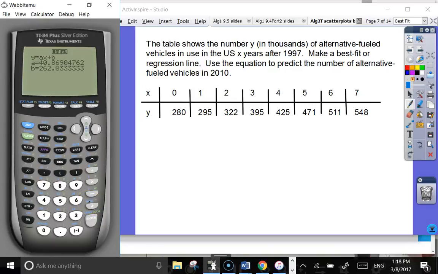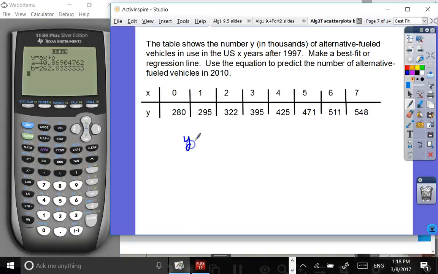Okay. So here's our best fit line. y equals 40.9x plus 262.8.